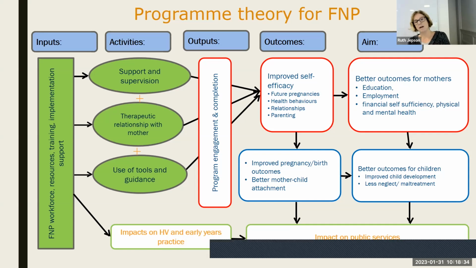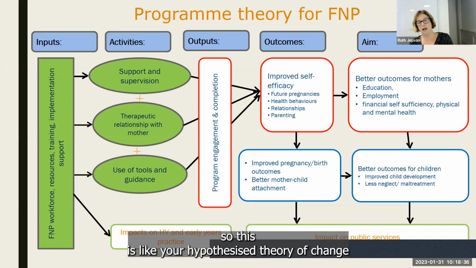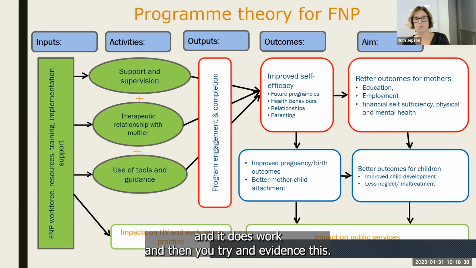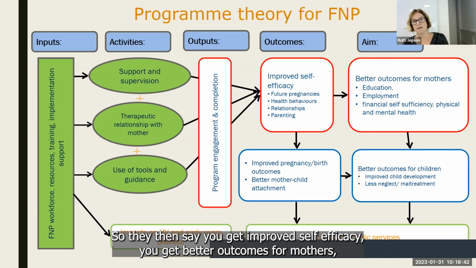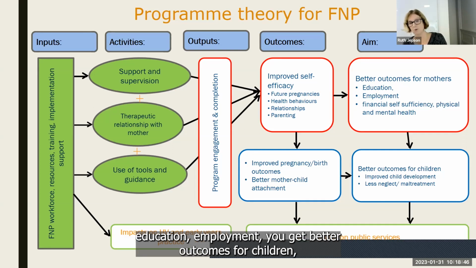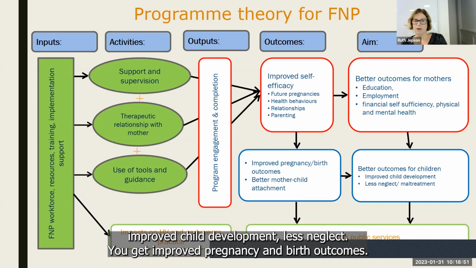And then this is your hypothesized theory of change, and then you try and evidence this. They say you get improved self-efficacy, you get better outcomes for mothers, education, employment, you get better outcomes for children, improved child development, less neglect, and you get improved pregnancy and birth outcomes.